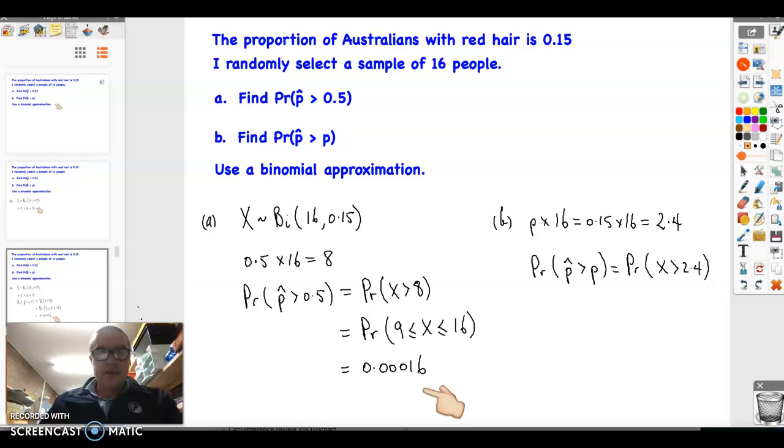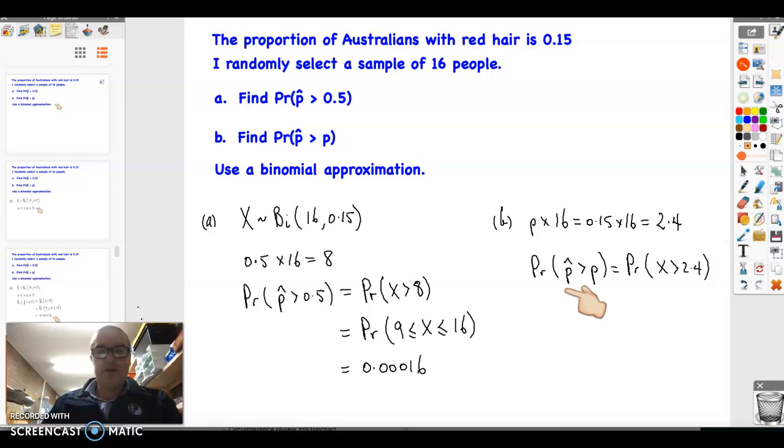In our second question, we're making a distinction between p hat and p. P hat is the sample proportion in the 16 people. P by itself is the population parameter, the 0.15. So we're going to use our discrete distribution. We'd like to know what is 15% of the sample. So 15% of 16 is 2.4.